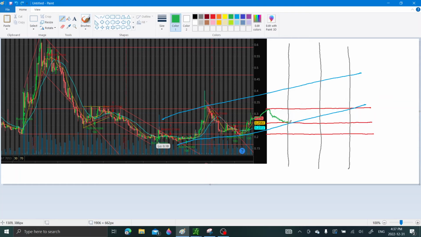So let's redraw this. Give me a sec. I don't know what's going on with my pen. It'll stop working. I'm just using my mouse this time. So expecting it to go up, then down, coming back on the support here, which is the old resistance and should become the new support. And chances are it goes back up to retest the top here by the 20th. So this is my thought in terms of where I think the stock will be going.